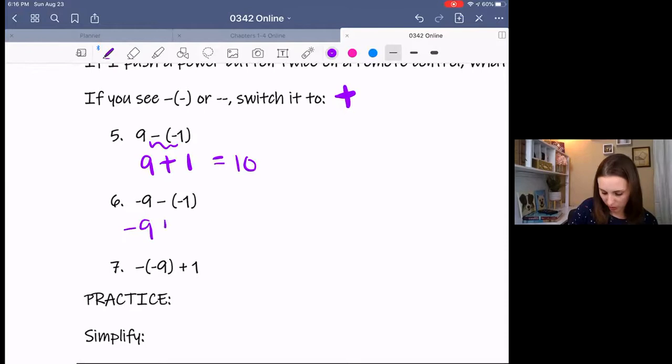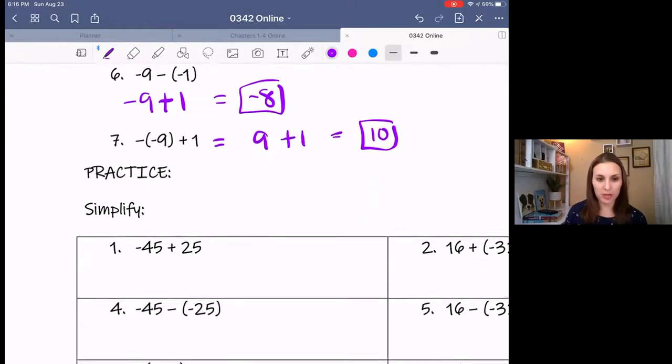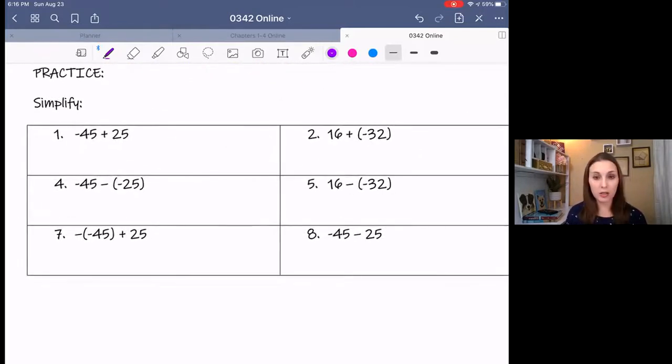So negative 9 plus 1 becomes positive 9 plus 1. And there's that. I went pretty fast, but hopefully at this point you're good. Okay, I have some practice problems down here. I want you to pause, try these on your own, and then hit play.